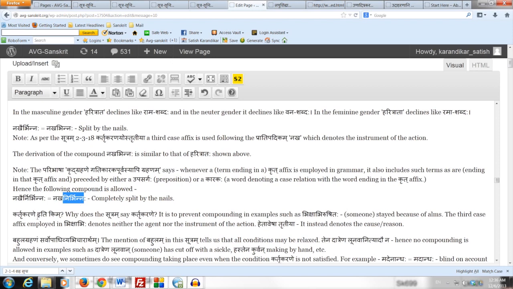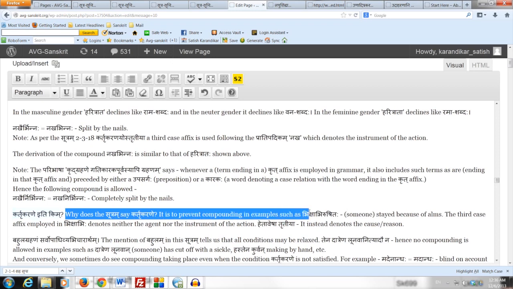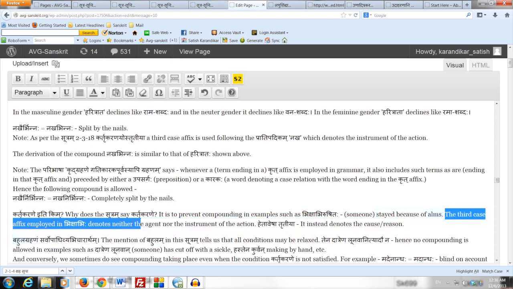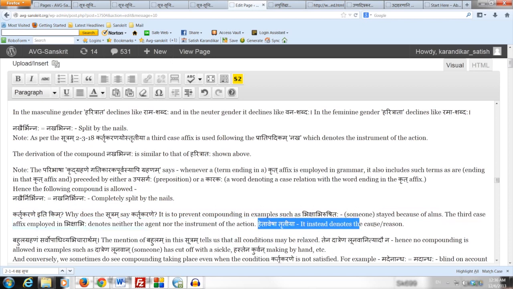Next comment here says kartrukarane iti kim. Why does the sutram say kartrukarane? It is to prevent compounding in examples such as bhikshabhirushtaha. Someone stayed because of alms, meaning that someone stayed in a particular place thinking that he may get a lot of alms, bhiksha, in that place. The third case affix employed in bhikshabhi denotes neither the agent nor the instrument of the action. Hetavesha tritiya. It instead denotes the cause or the reason why that person stayed there.